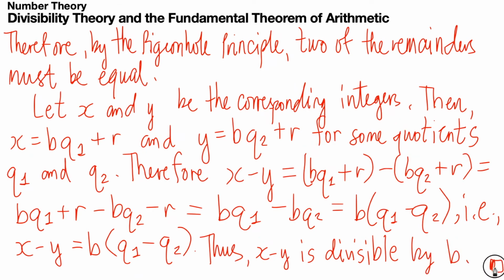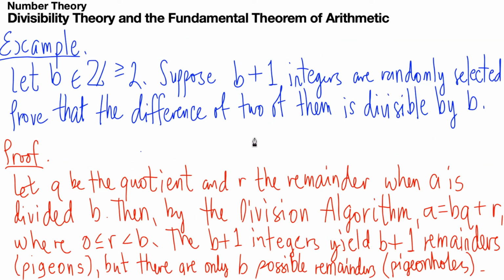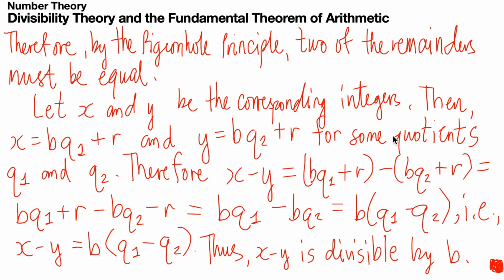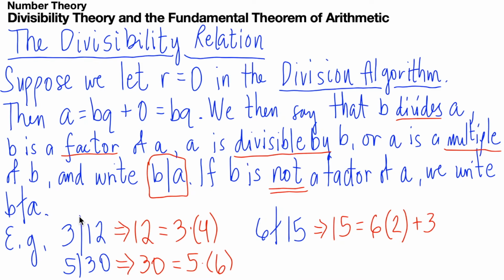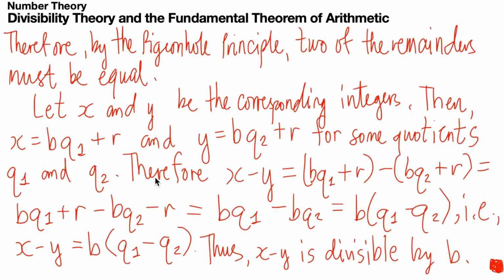This is the end of proof. In other words, b is a factor of x minus y, which we have proven, and this is what is asked of us from the first part: prove that the difference of the two of them is divisible by b. So we have a difference of x and y, and it is divisible by b. Since divisibility means that b is a factor of the number, we can see here that b is a factor of x minus y. So x minus y is divisible by b. That's the end of proof.